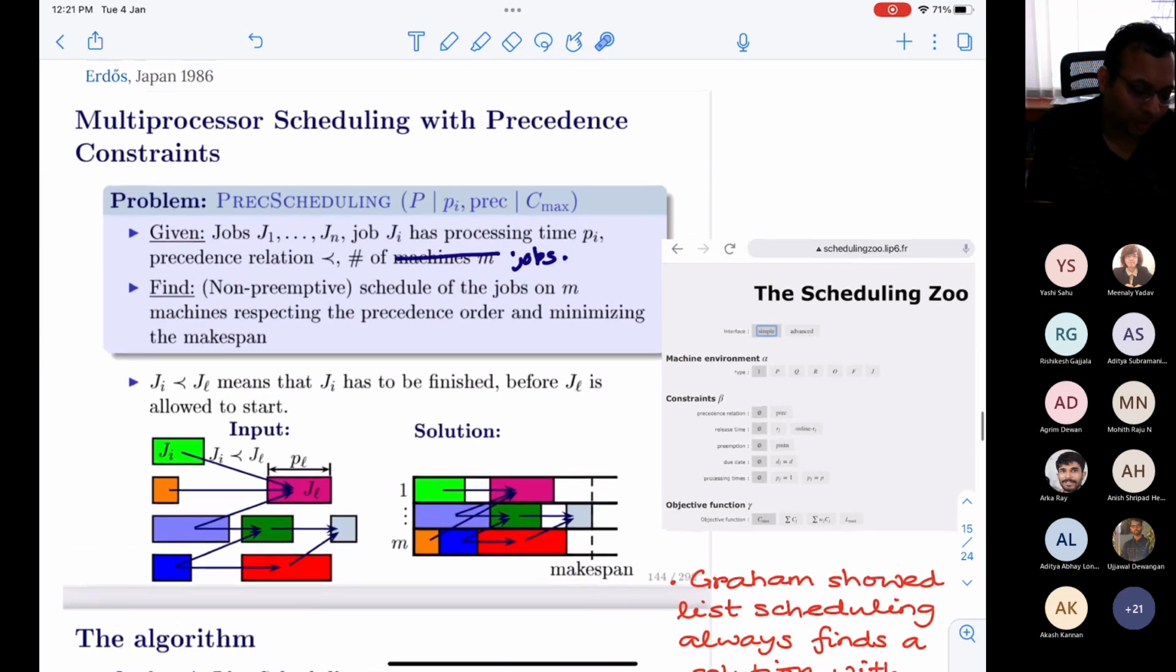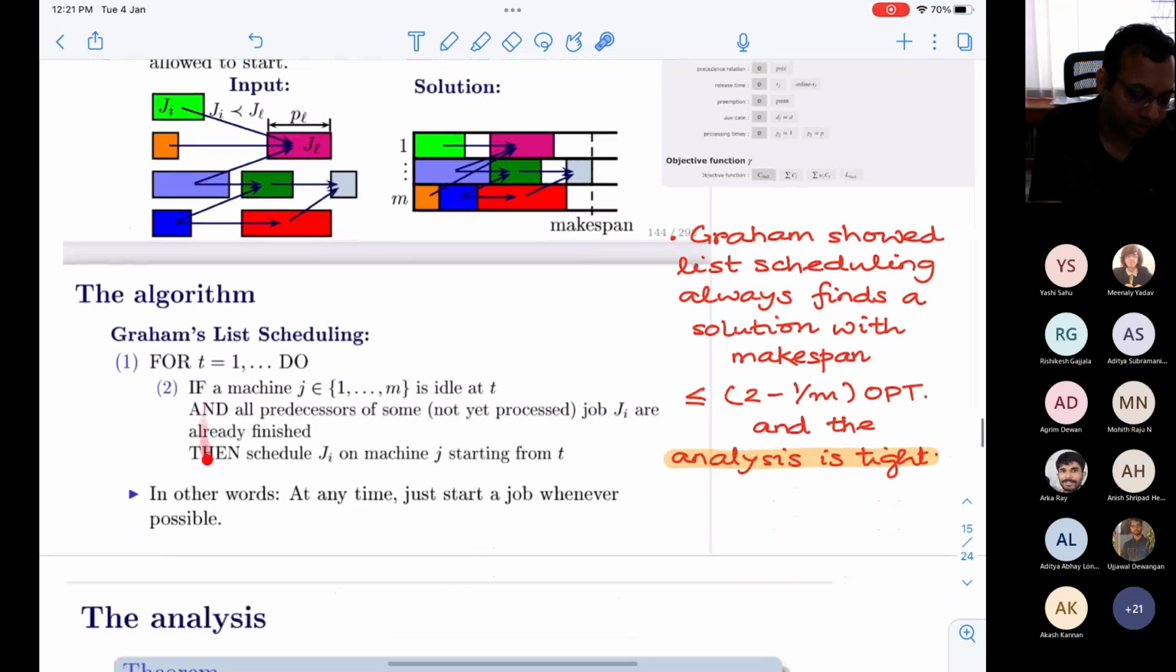So you can actually think about the algorithm, like what can you do? What you can do is, if you have some available machine and there is some job you can schedule, so all the previously needed jobs are finished, then you can just assign it, right? So that's the simplest algorithm that you can do. So Graham proposed that algorithm.